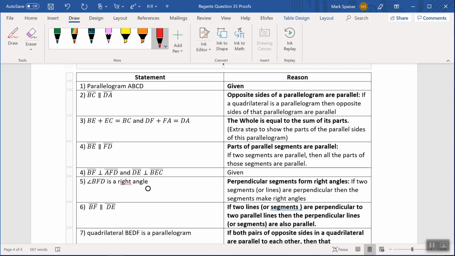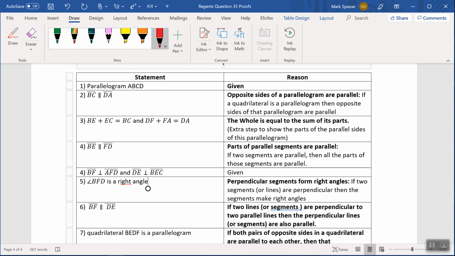Then we also know that BF is parallel to DE, because if two lines or segments are perpendicular to two parallel lines, then they are also parallel. This is a very rarely used reason, but since it's a proof that uses this reason, I wanted to emphasize it. It's a beautiful reason to use. In most cases, we'll never use a reason like this. We usually try to work with the other two right triangles or the triangle proof. You can see that. Put a comment below.